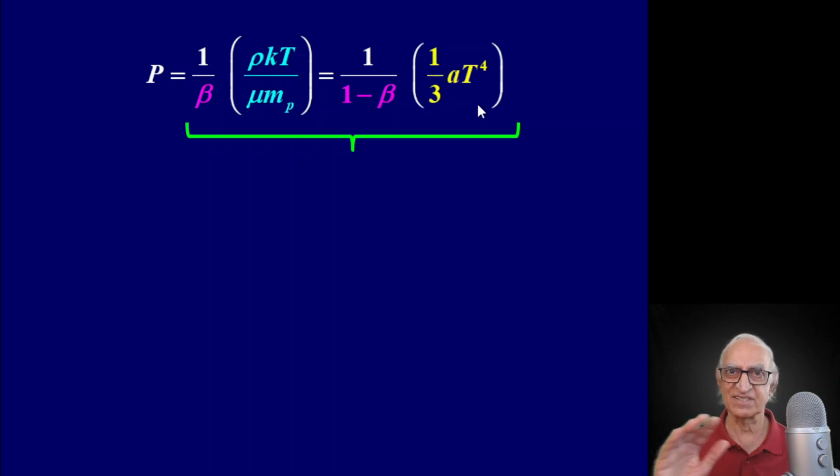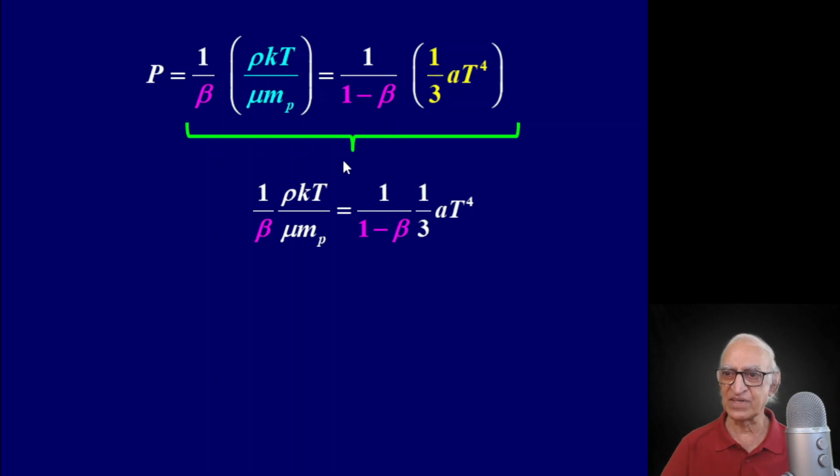There are no tricks here. Now let us look at these two terms. I've rewritten it. So 1 over beta times rho kT over mu mp is equal to 1 over 1 minus beta times 1 by 3 aT to the power 4. I have not done anything so far. I've just introduced a fraction beta. Now I can solve this equation for the temperature in terms of rho and beta.